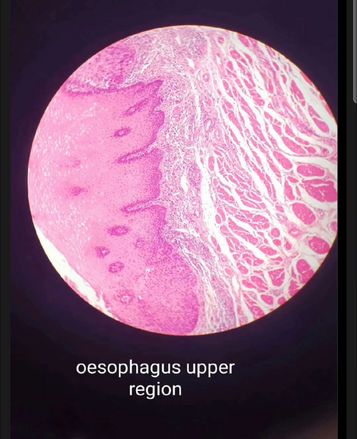This is also another diagram of the esophagus upper region, showing stratified squamous non-keratinized epithelium, lamina propria, muscularis mucosae, and then muscularis externa.